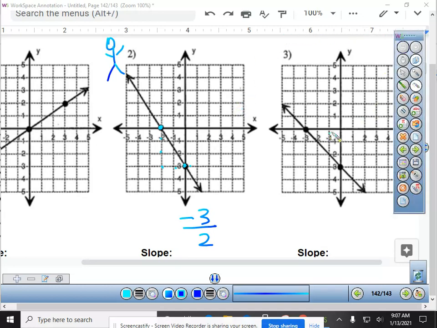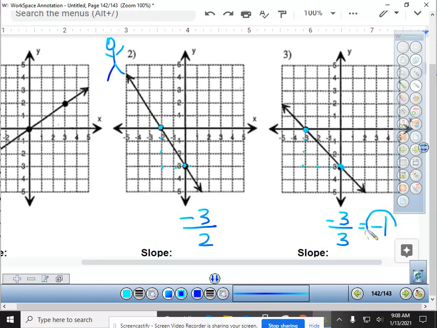All right, let's look at number 3. Positive or negative? Negative. Here's our dots, right? So it's going to be negative. We're going to go down 1, 2, 3. So it's a negative 3 over 1, 2, 3. Negative 3 over 3. Is that lowest form? No. What is it? Negative 1. Everybody with me? You always got to put it in lowest form.